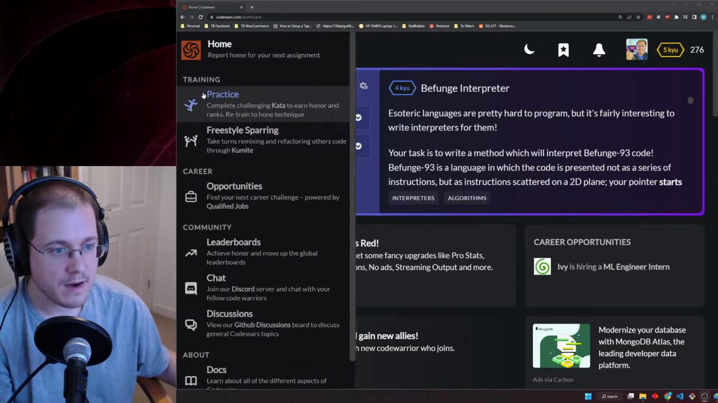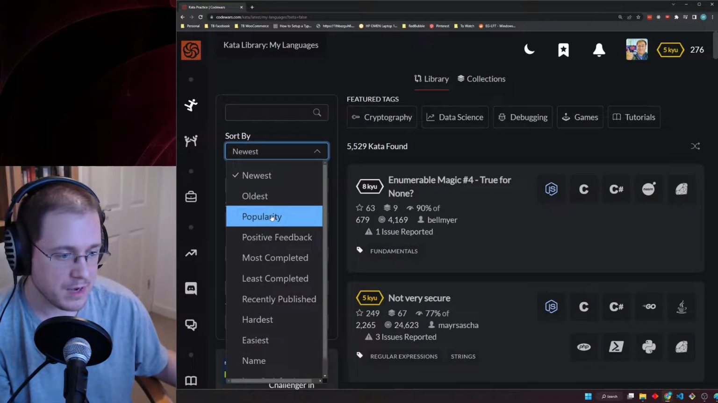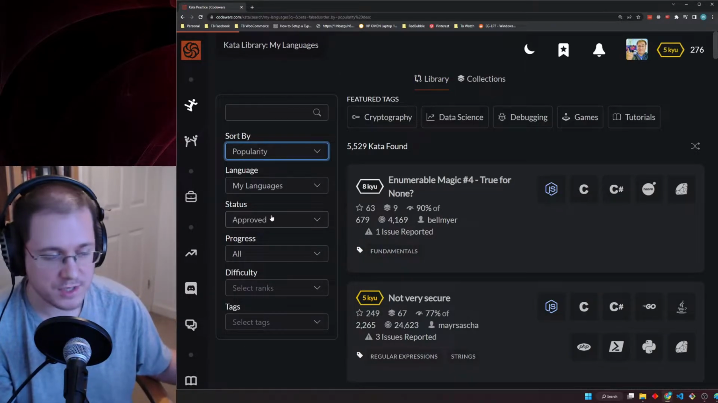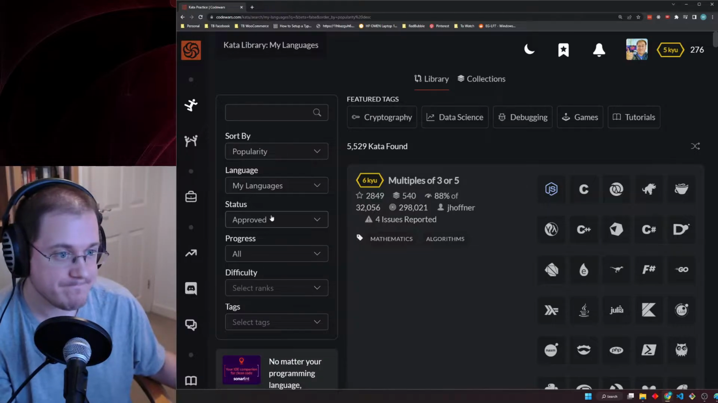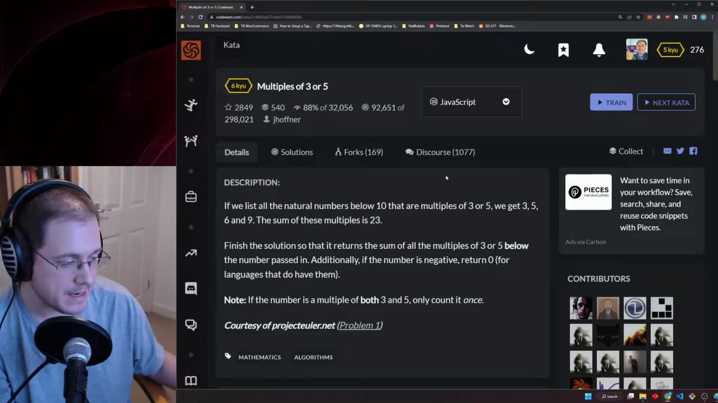Okay, so looking around on CodeWars, I went into practice and sorted by popularity, just because I was curious what's the most popular CodeWars challenge? And it came up with this multiples of 3 and 5 challenge, which looks like something I could create a video on, because it's quite interesting.